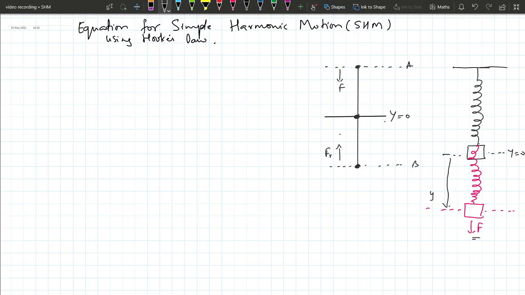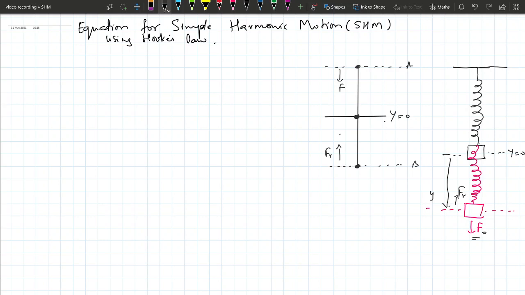Due to the displacement, there is a restoring force which has been generated. This is known as the restoring force Fr. So the applied force is F in the downward direction, and due to Hooke's law, the spring in turn generates a restoring force which opposes the applied force. Within the elastic limit, this force is such that it is opposing the applied force. So this force is called the restoring force.